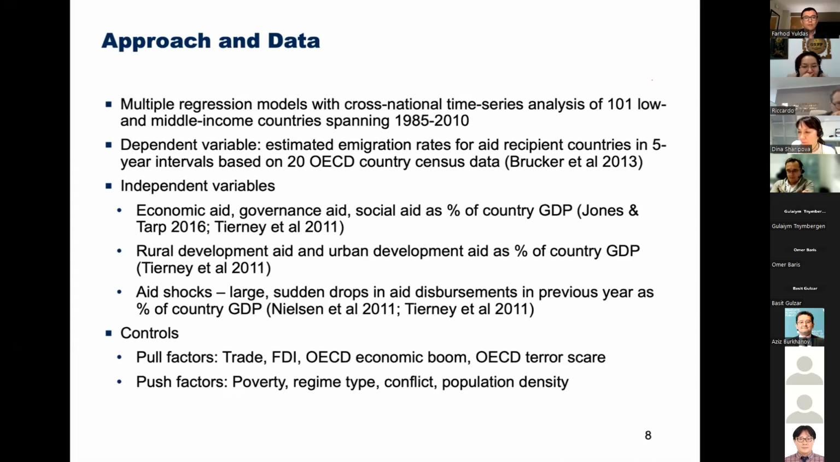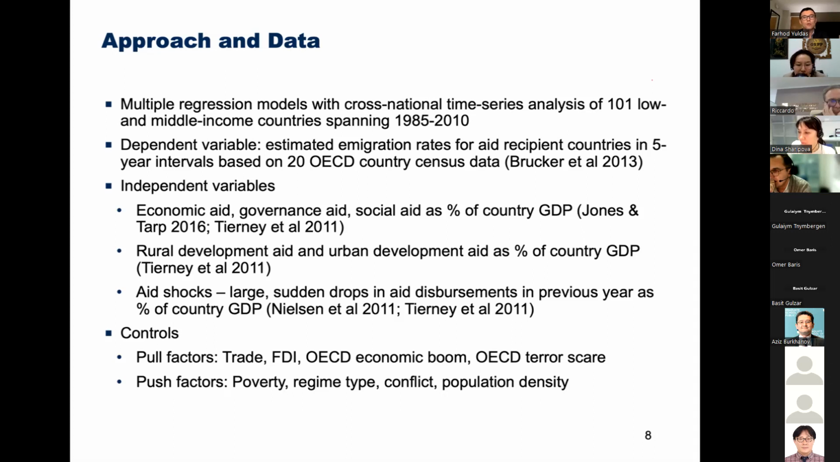And the independent or explanatory variables we had were the economic aid, governance aid, and social aid as a percentage of country GDPs, following the classifications by Jones and Tarp, as well as the AidData project at William and Mary by Tierney and colleagues. And we also used the AidData classification to disaggregate rural versus urban development aid as percentage of country GDP.